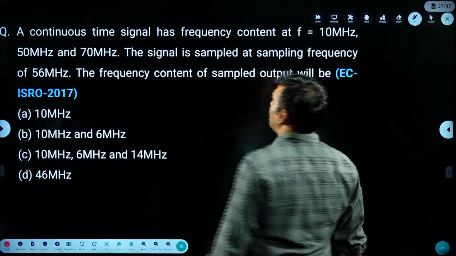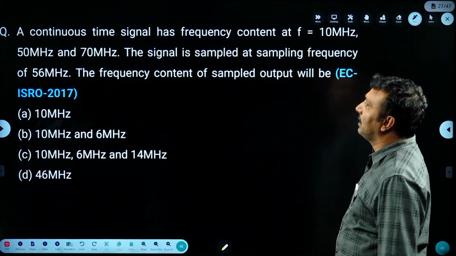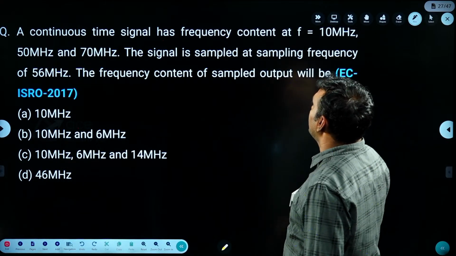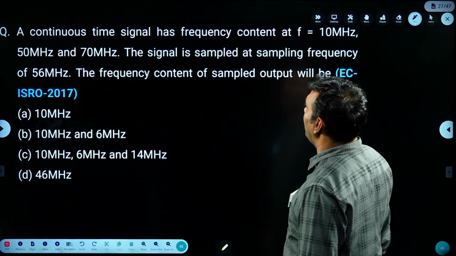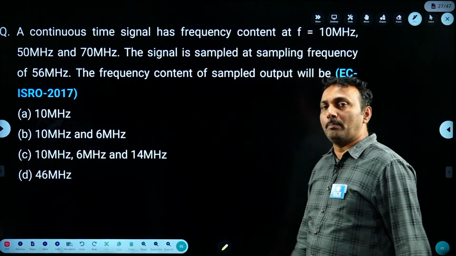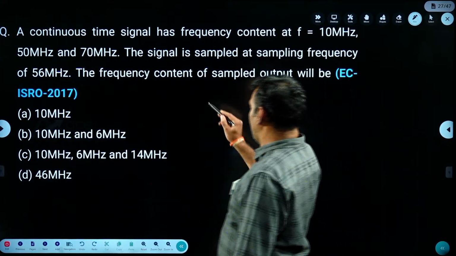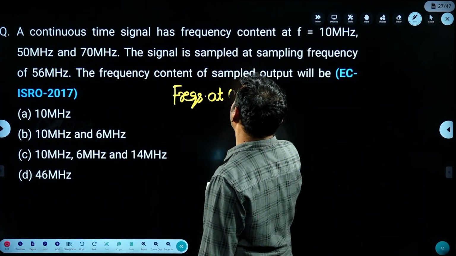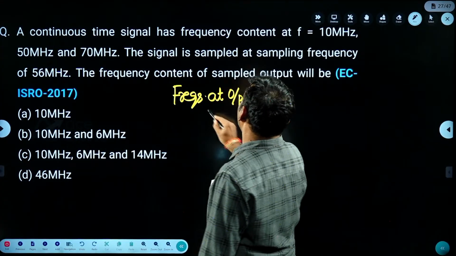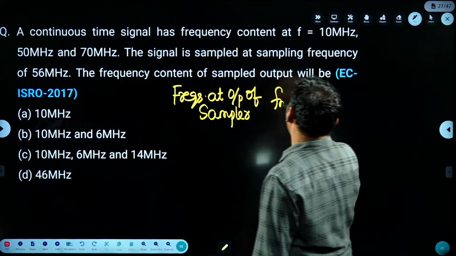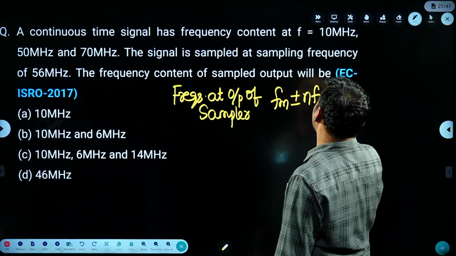A continuous time signal has frequency components 10 MHz, 50 MHz, 70 MHz. The signal is sampled at a sampling frequency of 56 MHz. So the frequency content of the sampled output will be? Frequencies at the output of the sampler are generally taken as Fm plus or minus n into Fs.